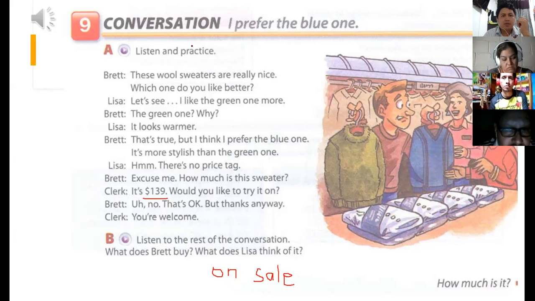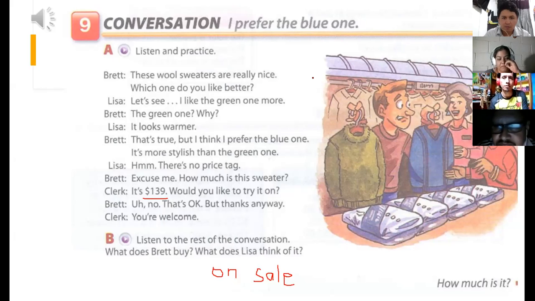All right, so let me ask you. What does Lisa think of the shirt? It's cool. The colors are really cool. Correct. And what's the material of the shirt? What is the shirt made of? No, what's the material? Is it polyester, leather? Cotton. Yeah, correct. It's made of cotton.